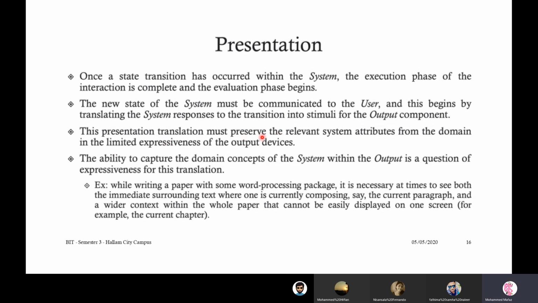So the important thing is that translation must preserve, it should safeguard the relevant system attributes from the domain in the limited expressiveness of the output device. The ability to capture the domain concepts of the system within the output is a question of expressiveness for this translation. Right, so text here. Example: while writing a paper with some word processing package, it is necessary at times to see both the immediate surrounding text where one is currently composing, say the current paragraph, and a wider context within the whole paper that cannot be easily displayed on one screen. For example, the current chapter.